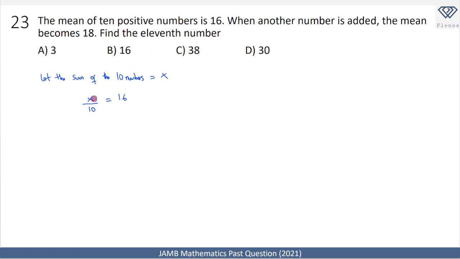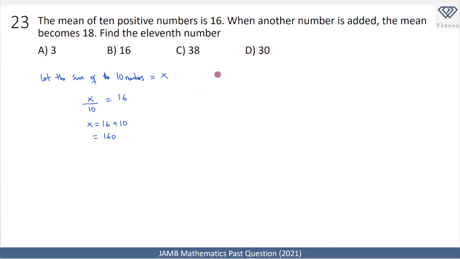And now we know that we have said let the sum of all those 10 numbers be x. So we divide by the total number that we have, which is 10, and that will be equal to the mean, which is 16. So now we can find the sum of all these numbers, which is x. So we know that x will just be 16 times 10, and that is equal to what? 160. So we know that the sum of all our 10 numbers is 160. Now the next part of the question says when another number is added, the mean becomes 18.